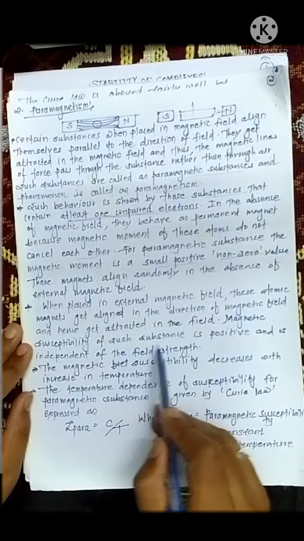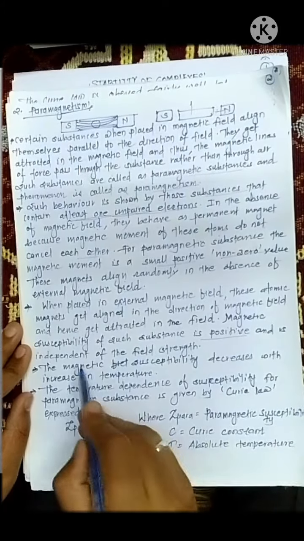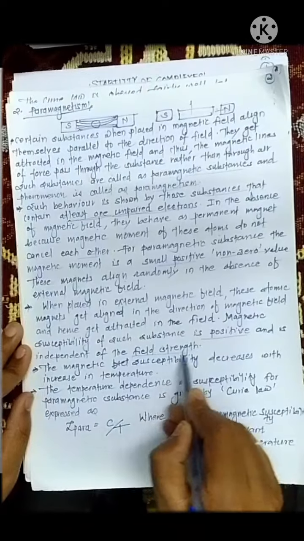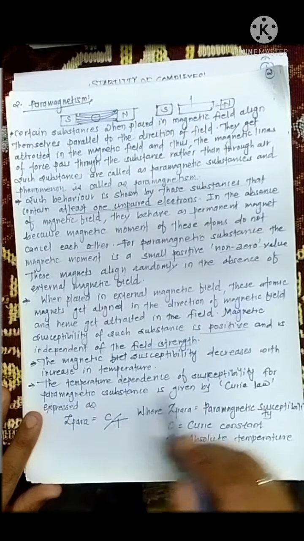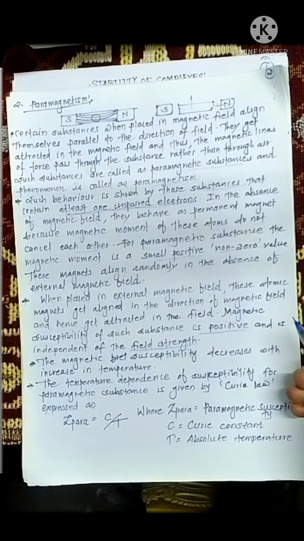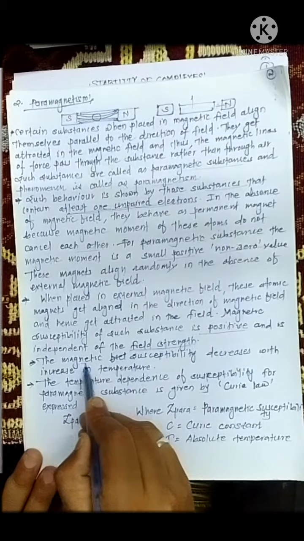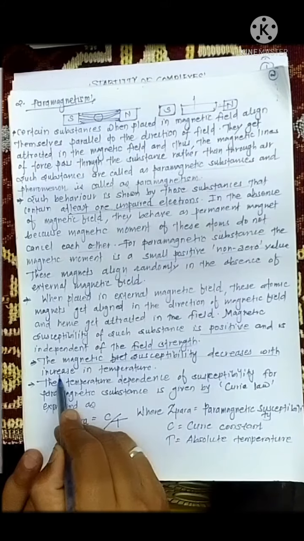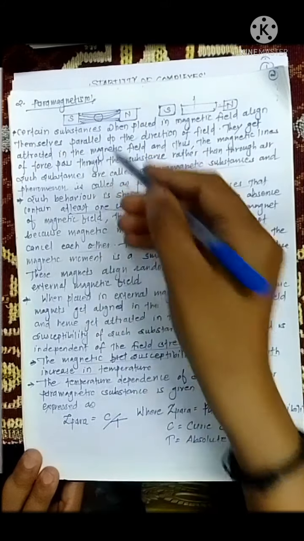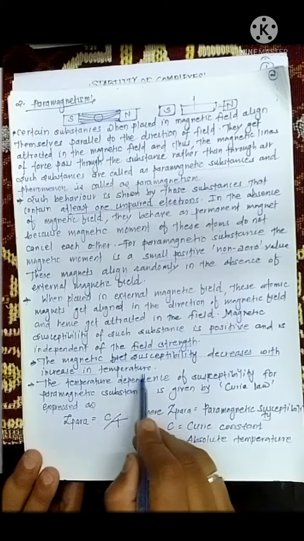The magnetic susceptibility of such a substance is positive and it is independent of field strength. The applied magnetic field does not cause any effect on this. The magnetic susceptibility decreases with an increase in temperature. This is a very important property; students, note this thing. The magnetic susceptibility of a paramagnetic substance decreases when the temperature increases.